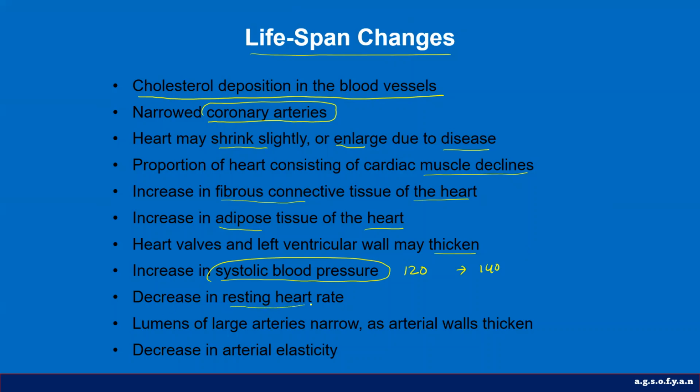Decrease in resting heart rate. The lumens of the large arteries become narrow. And this is the reason why the blood pressure increases, because many areas in the blood vessel actually become thicker or smaller, causing the heart to work harder to pump more blood and increase this pressure, and decrease in arterial elasticity. So these are some of the changes that may happen in older people.